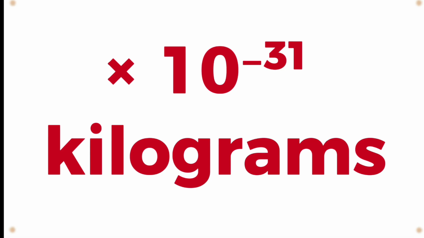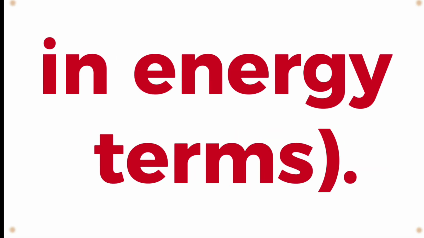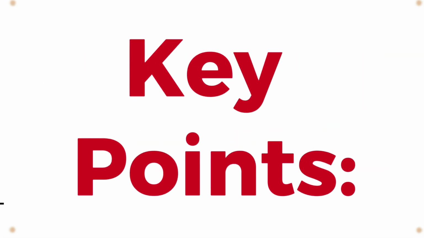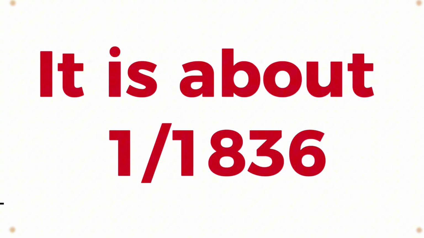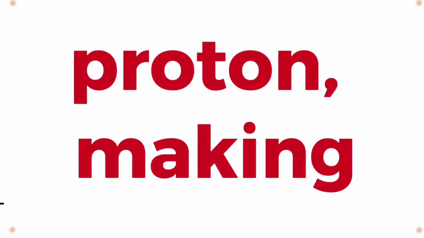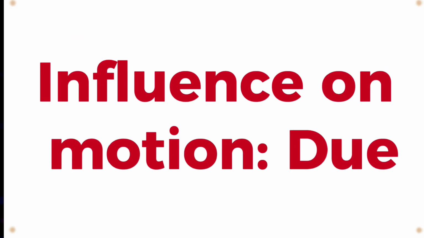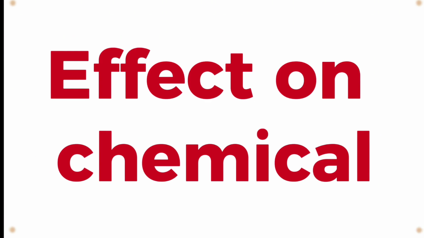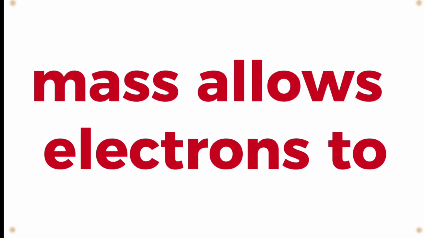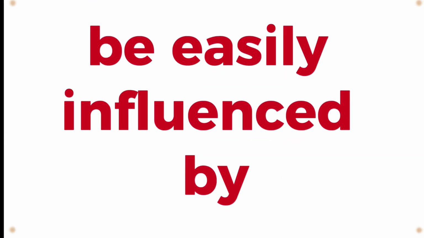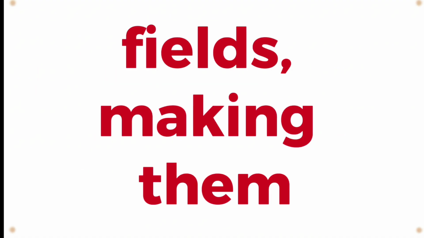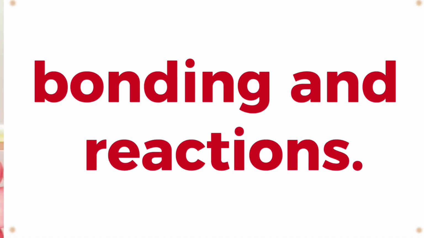The mass of an electron is 9.109 times 10^-31 kilograms, or 0.511 MeV/c². Key points: extremely small. It is about 1/1836th the mass of a proton, making electrons much lighter than protons and neutrons. Influence on motion. Due to their low mass, electrons move very quickly, especially in atomic and quantum systems. Effect on chemical reactions. The small mass allows electrons to be easily influenced by electric and magnetic fields, making them essential in chemical bonding and reactions.